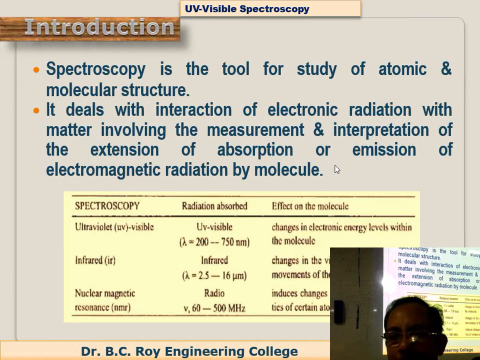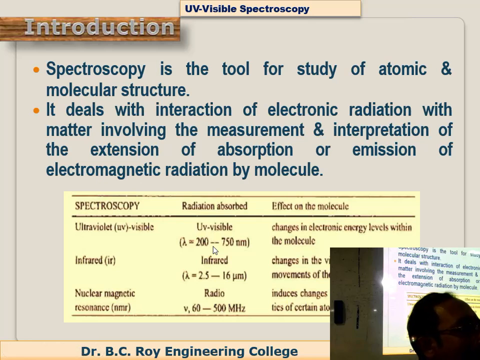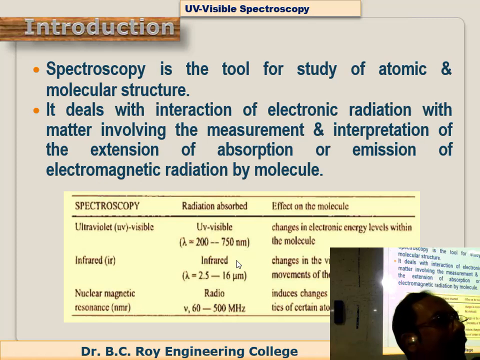So see the ranges. Ultraviolet range 200 to 750, that is called UV-Vis. Normally, I am telling you my machine range. It is 190 to 1100 nanometer. Range is quite larger. Here it is written only 200 to 750, but nowadays modern machine is much better. Now my machine range is 190 to 1100 nanometer, much wider range.